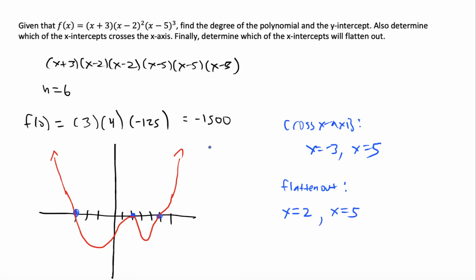So we got the degree, we got the y-intercept, and once again, we don't need the graph here, but we use the graph to help us. It's going to cross the x-axis at negative 3 and 5, and the x-intercepts will flatten out at 2 and 5.